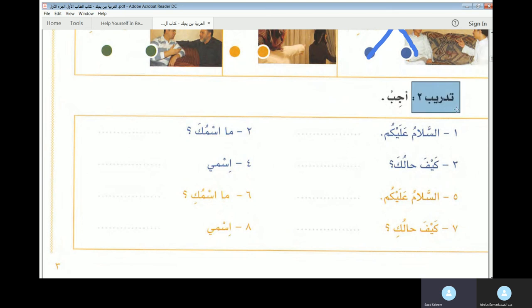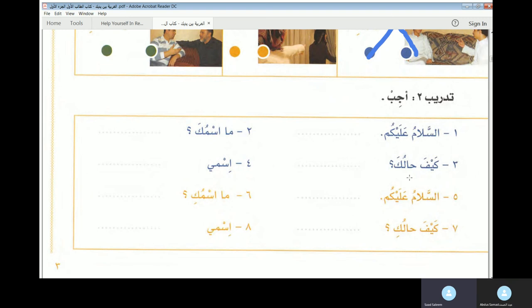Tadrib thani, second exercise. Ajib means answer. He's asking you to answer his question. I will ask you and you will answer me. Assalamu alaikum. Wa alaikum assalam. Masmuka? Ismi Abdus Samad. Say ismi. Ismi Abdus Samad. Kayfa haluka? Bikhayrin, alhamdulillah. Ismi Saad. My name is Saad.